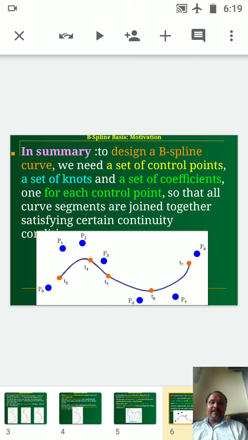So in the total summary of this, to design a B-spline curve, we need a set of control points, a set of nodes, and a set of coefficients. Means coefficients, one for each control point, so that all curve segments are joined together, satisfying certain continuity in the segment. So as shown in the figure here, the curve goes from P0, P1, P2, P3, P4, P5, P6, and the coefficients are T3, T4, T5, T6 and T7.